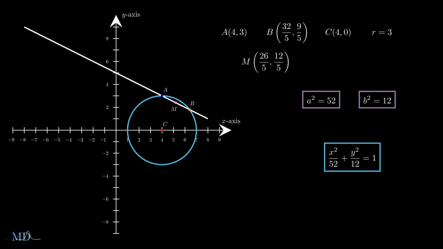We can draw the ellipse in the Cartesian plane. An ellipse with the semi-major axis A = √52, that is worth about 7.21, and the semi-minor axis B = √12, that is worth about 3.46.